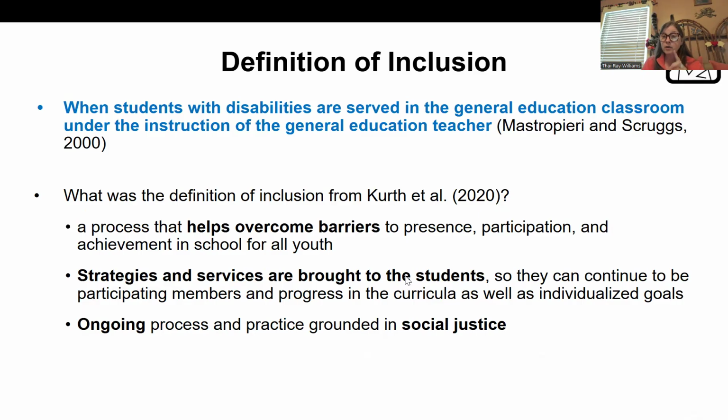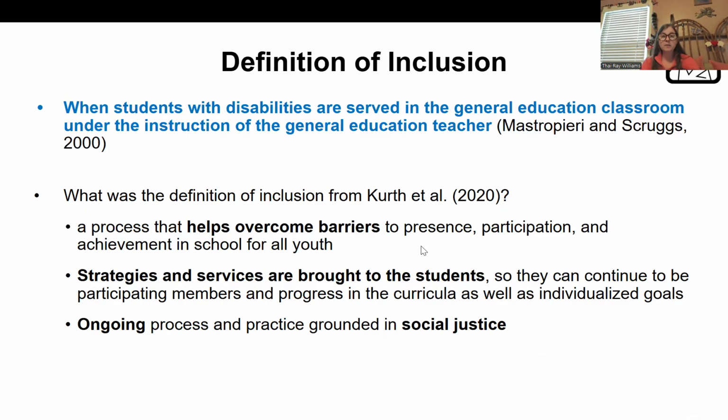Now, I do want to let you know that at the end of this slide, I'm going to ask you how you would reconcile these differences. And one of the ways you can share that is to tell me what your definition of inclusion is. You might use one of these definitions. You might really relate to, for example, the Mastropieri and Scruggs definition, or you may have a combination of different definitions. But again, as you're thinking about these, that is going to be the first question on your submission for this week.